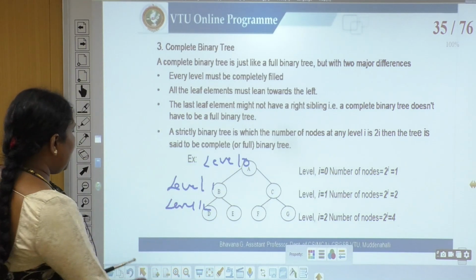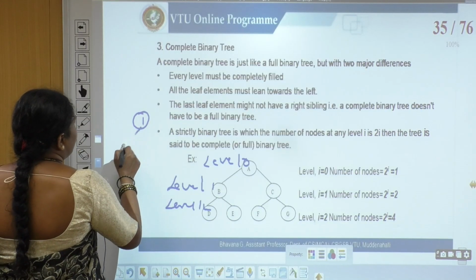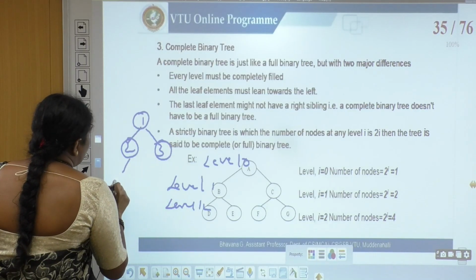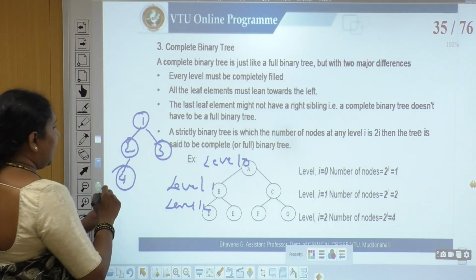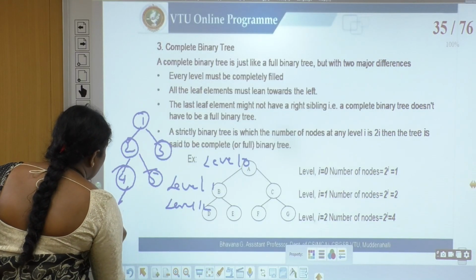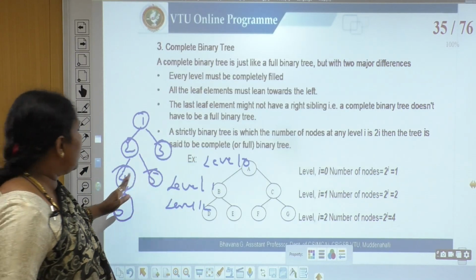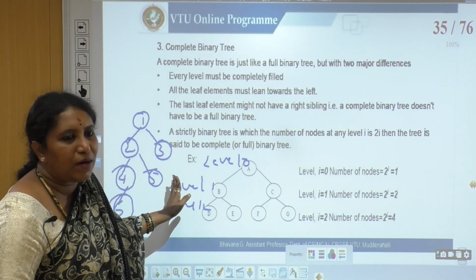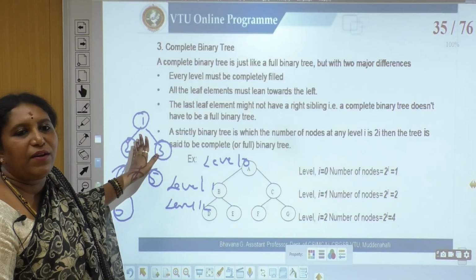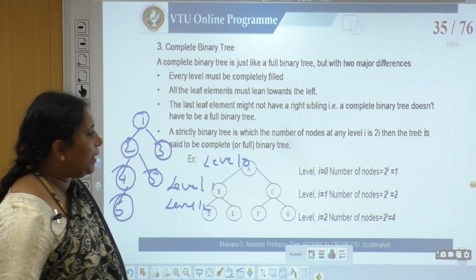Now for a complete binary tree, you can also have this example. This is 1, this is 2, this is 3, this is 4, this is 5, this is 6. This is again a complete binary tree. Whatever the leaf nodes, they should be towards the left, not towards the right, and it has to be complete. So a complete binary tree need not be a full binary tree. So this is the definition of a complete binary tree.